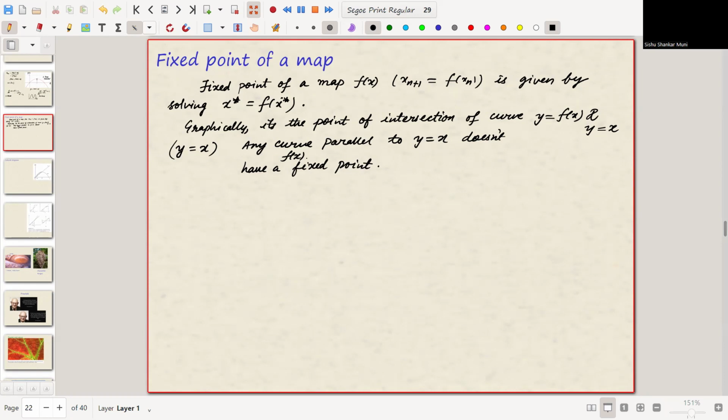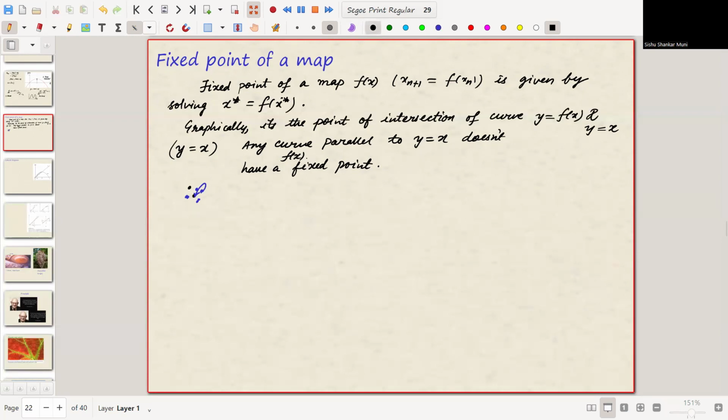One of the main objectives is the study of the behavior of the orbits nearby the fixed point. That means if you have a fixed point here in your phase space, we want to understand what happens if you start somewhere nearby. If it is a stable fixed point, these trajectories nearby the fixed point will converge towards the fixed point.